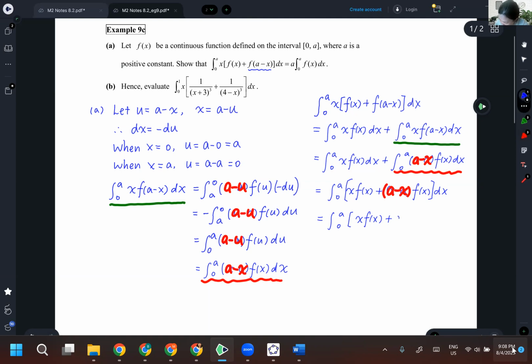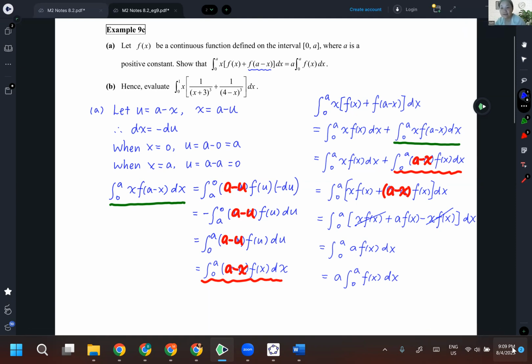Okay. So this one is a f of x minus x f of x, close bracket, dx, and that is from 0 to a of f of x dx, and that is a times the integral from 0 to a of f of x dx. Is it fine?